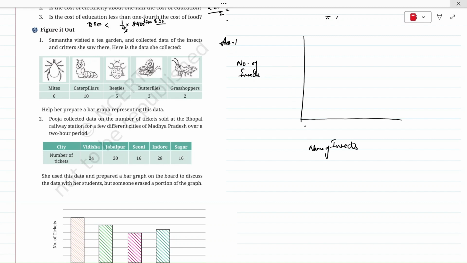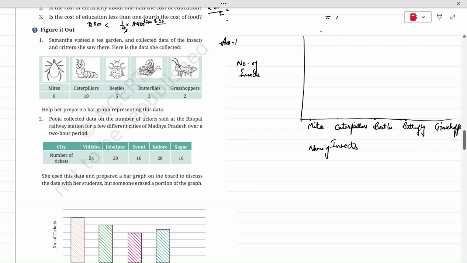First we have mites. I'm writing mites here. Then we have caterpillars. Next we have beetles. Next we have butterflies. I'm extending this. And the last we have grasshoppers. Okay, this is grasshopper.